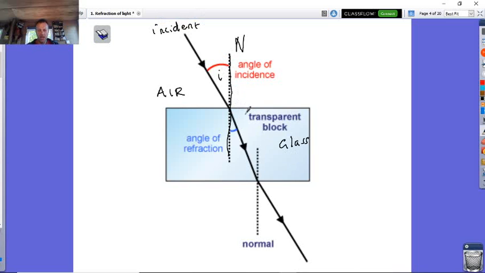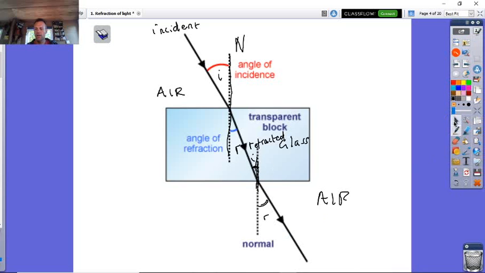Then when it goes from air into glass, it bends towards the normal, and here's your refracted ray just here. The angle between the normal and the refracted ray is called the angle of refraction. When it emerges just here, going from glass back to air again, you've got your normal again just here, and again you've got your angle of incidence here, and here's your angle of refraction. And you can see the angle of refraction is bigger now than the angle of incidence.